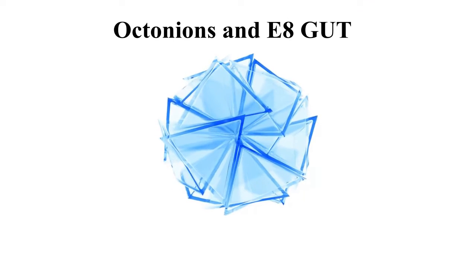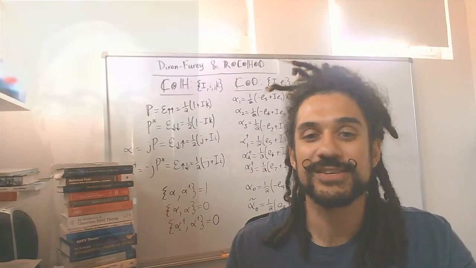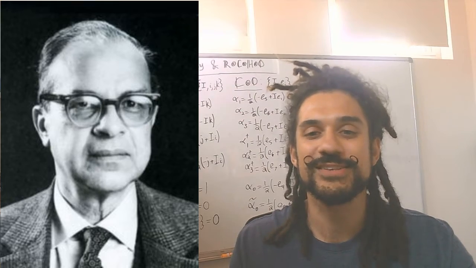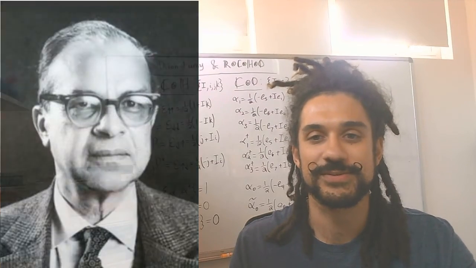Octonions and E8 GUT. Feza Gursey was a pioneer in applying exceptional mathematics such as octonions and exceptional Lie groups to physics.